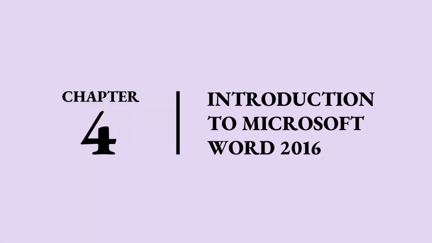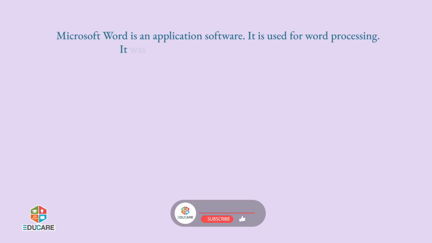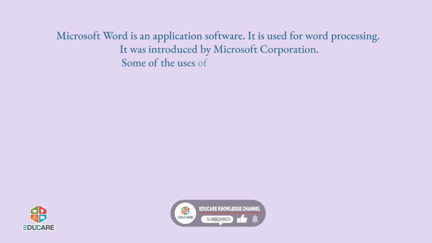Chapter 4: Introduction to Microsoft Word 2016. Microsoft Word is an application software. It is used for word processing. It was introduced by Microsoft Corporation. Some of the uses of MS Word are as follows.